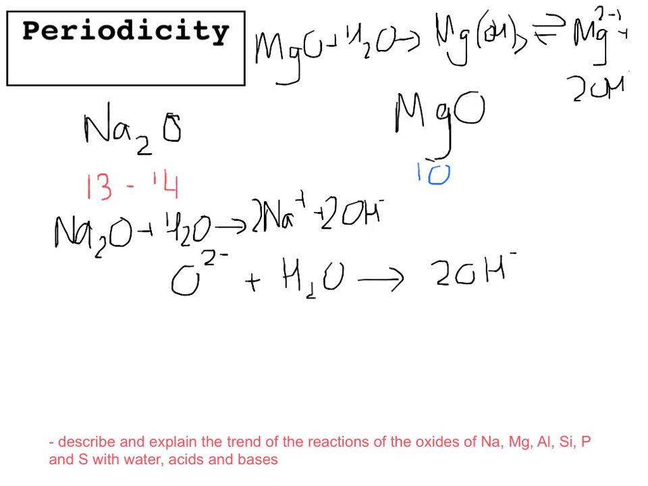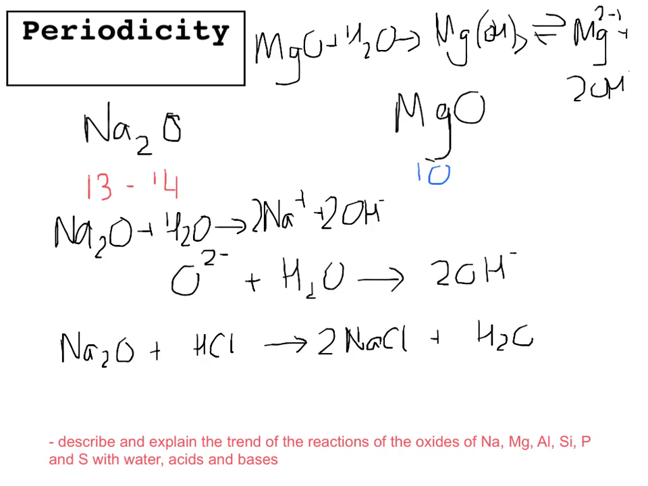If you react these with acids, then you'll get a reaction. So for example, if we reacted sodium oxide with hydrochloric acid, because sodium oxide is essentially a base, and hydrochloric acid an acid, what you make is salt and water. So you'll make sodium chloride and you'll make water, and then you've got to balance accordingly. So you need two sodium chlorides and two hydrochloric acids.